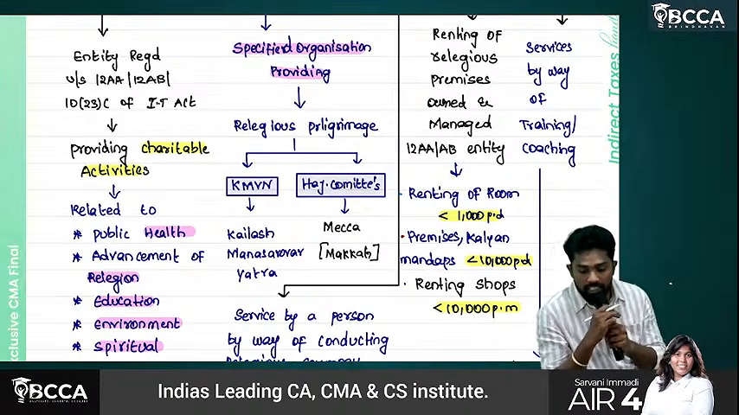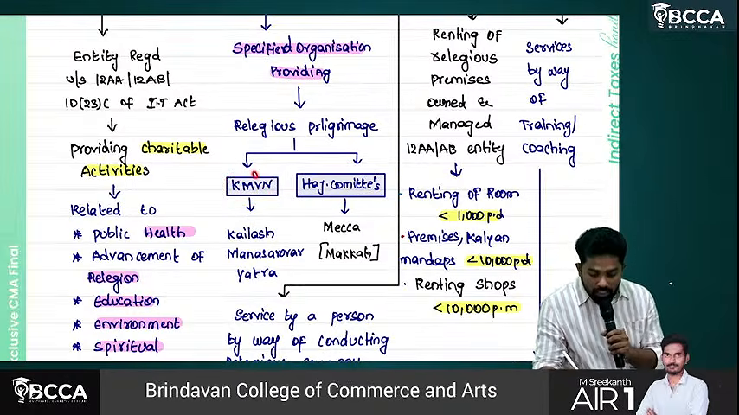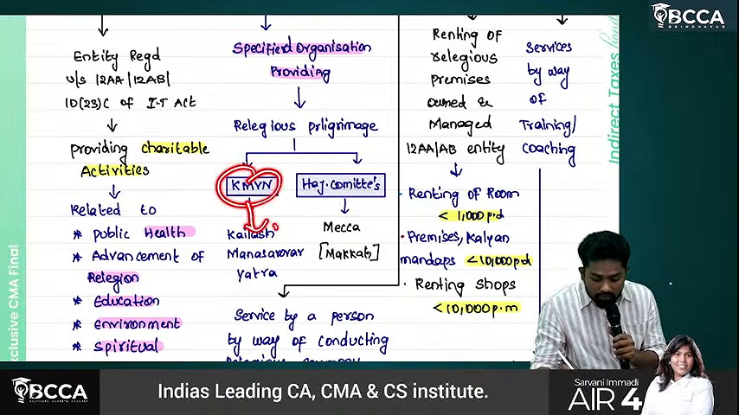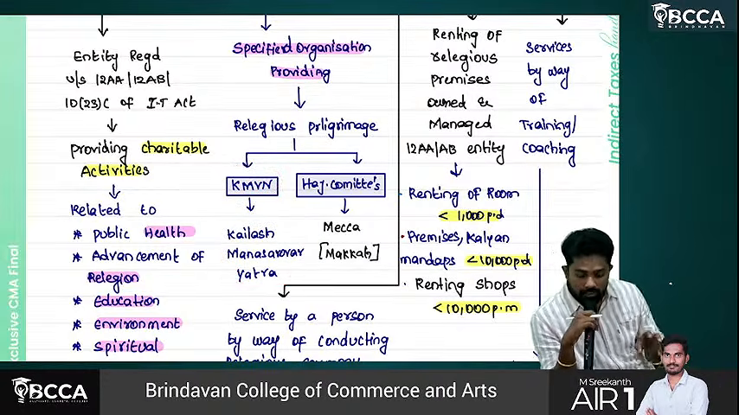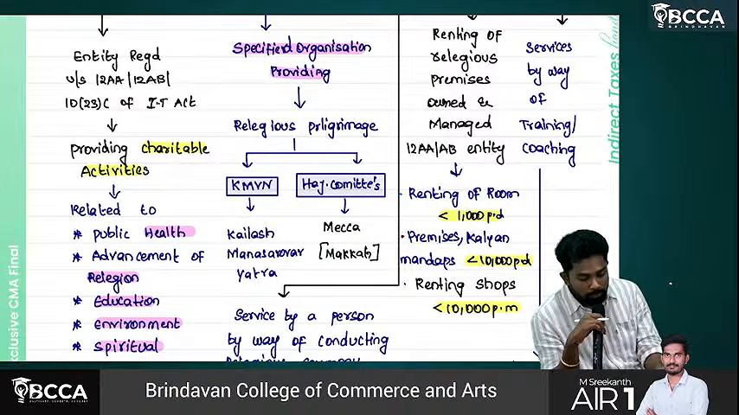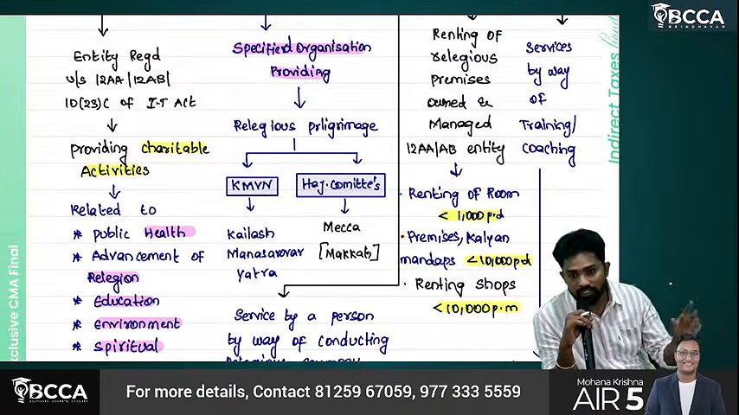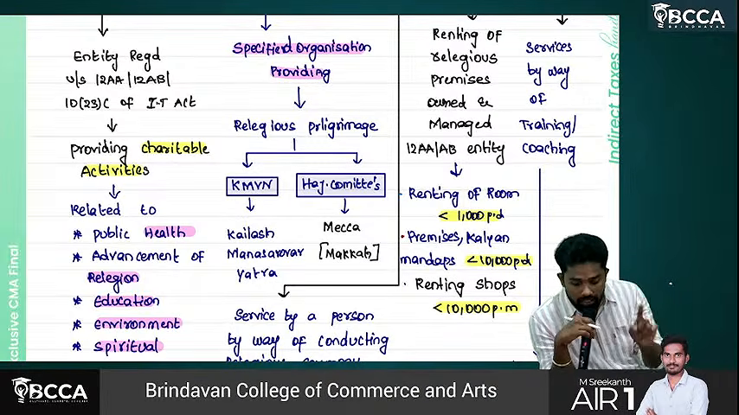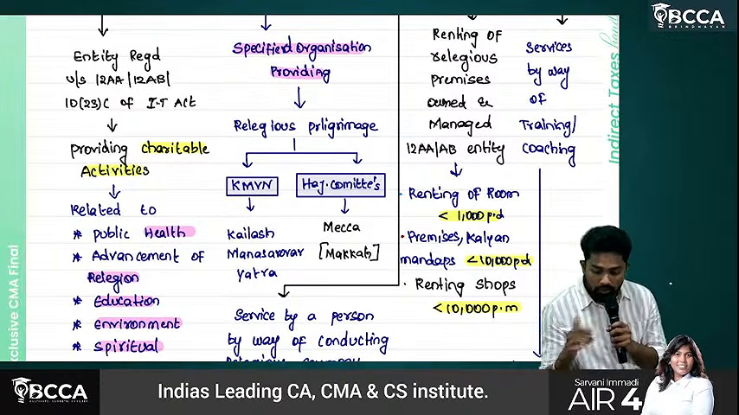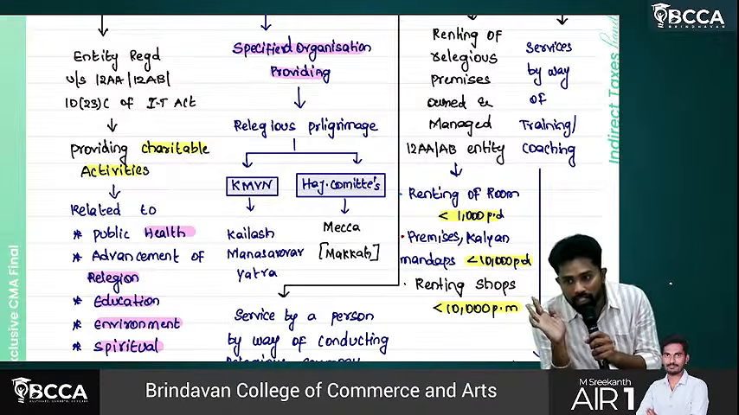So the pilgrimage has to be provided by only these two: KMVN and Hajj committees. And KMVN also not to any place. If KMVN's pilgrimage is for Kailash Manas Sarovar Yatra, then only exempted. If KMVN provided a religious pilgrimage to Tirupati or to Kasi or Ayodhya, all those are taxable. It has to be Kailash Manas Sarovar Yatra. Then Hajj committees, when they provide to Makkah, then only they are exempted.